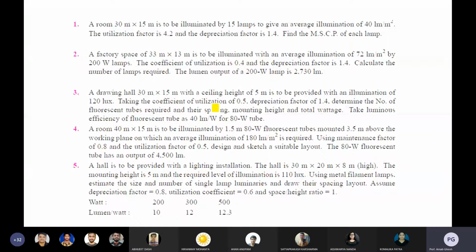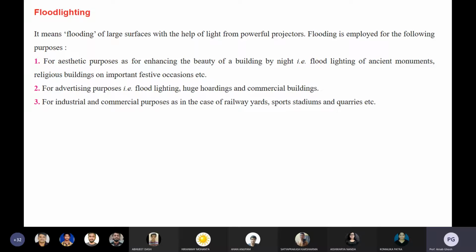Okay, now we're talking about floodlighting. You know, for a cricket match or any big space, when any occasion is going on, we arrange floodlighting. Why is it called floodlighting? You know, floods of light, flooding of light. It means flooding a large surface with the help of light from powerful projectors.